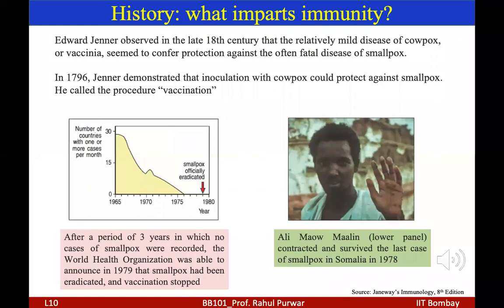From 1965 onwards, you see the number of countries with one or more cases per month. There were so many, and by 1976 to 78, the disease was almost gone, and smallpox was officially declared eradicated around 1978 or 80. After a period of 3 years in which no cases of smallpox were recorded, the WHO was able to announce in 1979 that smallpox had been eradicated, and vaccination was stopped afterwards in many countries, but in some countries they still do vaccination.